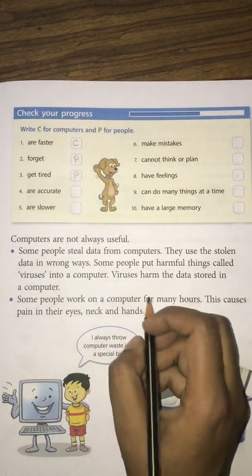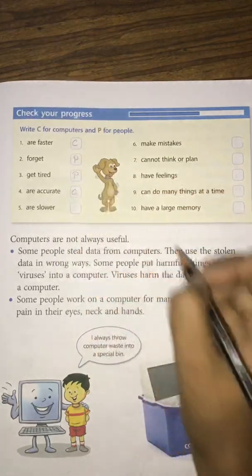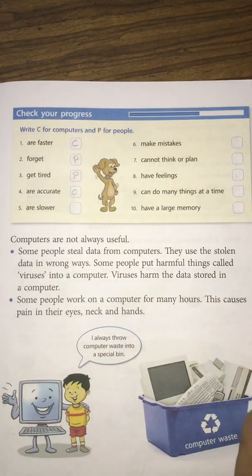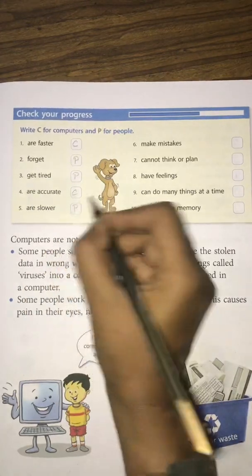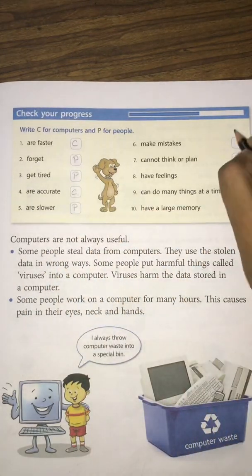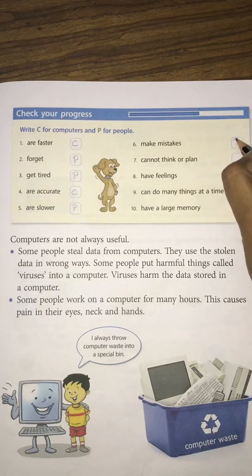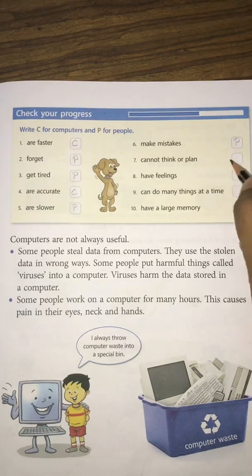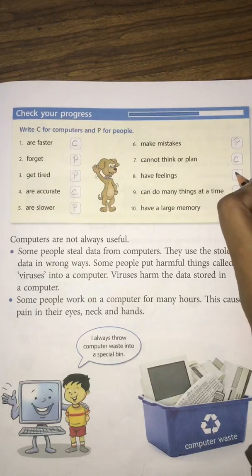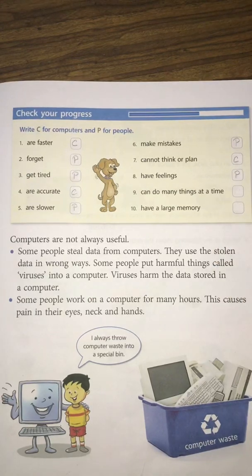Are accurate. That is computer. Are slower. People or computer, children? That is people. Make mistakes. Computer or people? That is people. Cannot think or plan. Children, we can think and we can plan, but computer cannot. So you write there C. Have feelings. That is for people. Computer does not have any feelings, children.